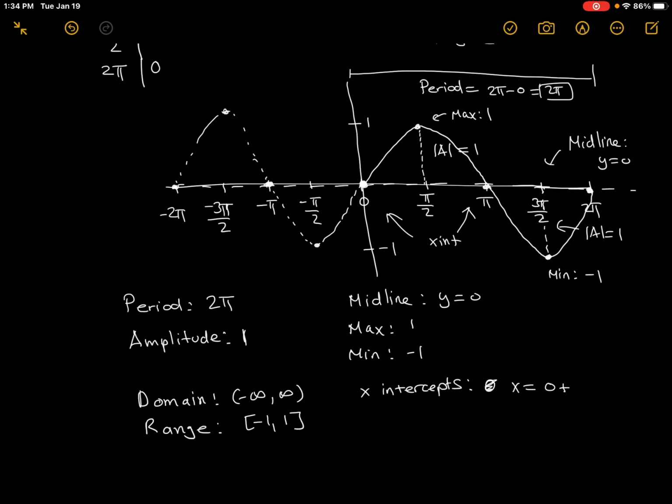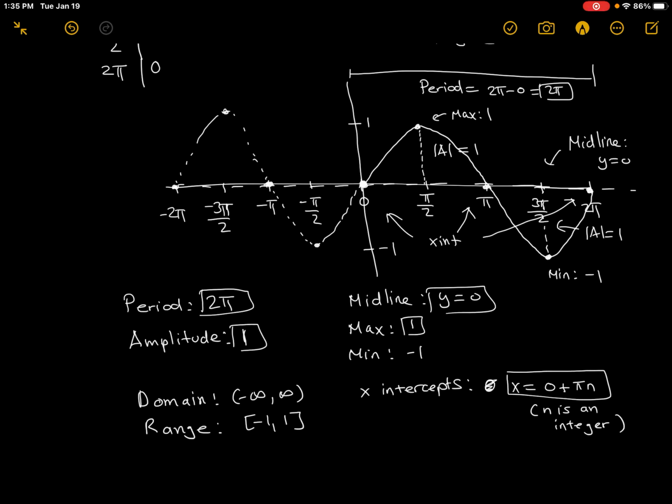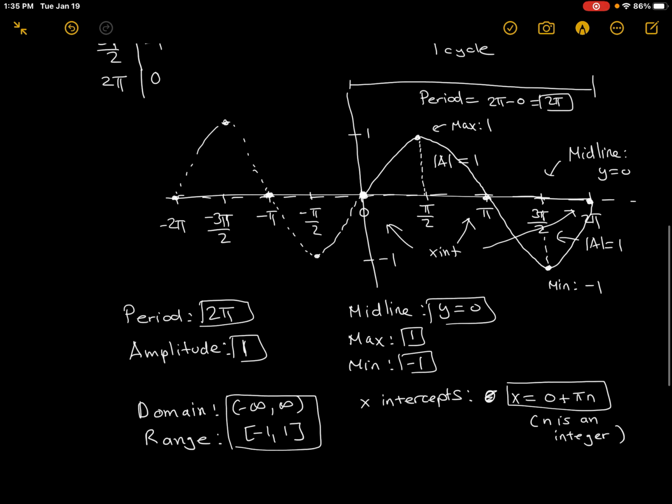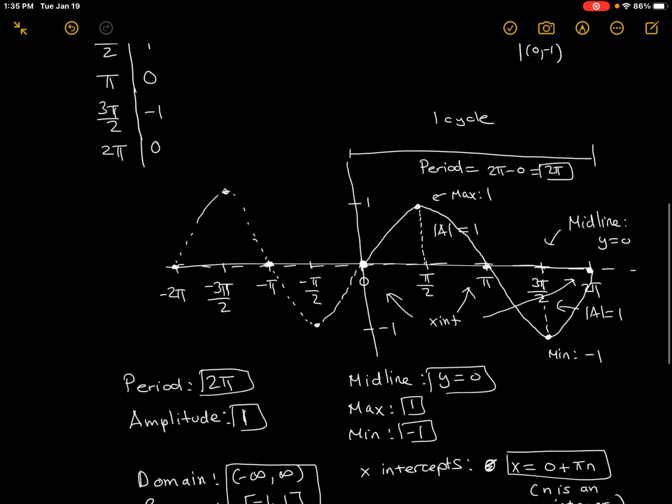Well, if it keeps repeating, this is the next x-intercept, you basically just add the distance. The distance from 0 to pi is pi. The distance from pi to 2 pi is also pi. So I would say 0 plus pi n, where n is an integer, because you can go negative or positive. If you just wrote x is equal to pi n, where n is an integer, that works as well. So we got the period, the length of the horizontal cycle, we got the amplitude, the midline, max and min, domain and range. So that is the basic analysis of your sine parent function.